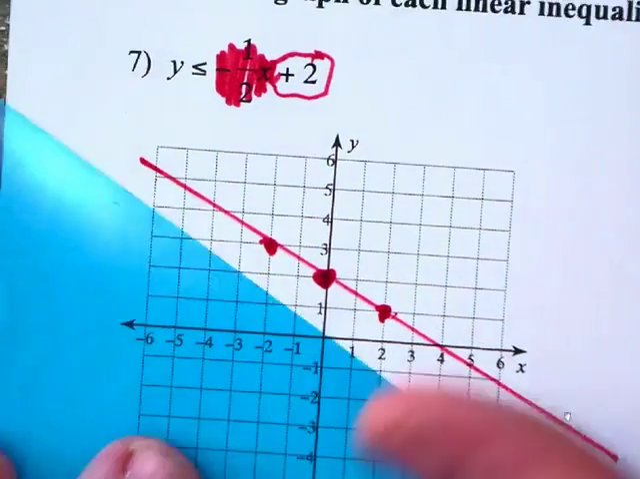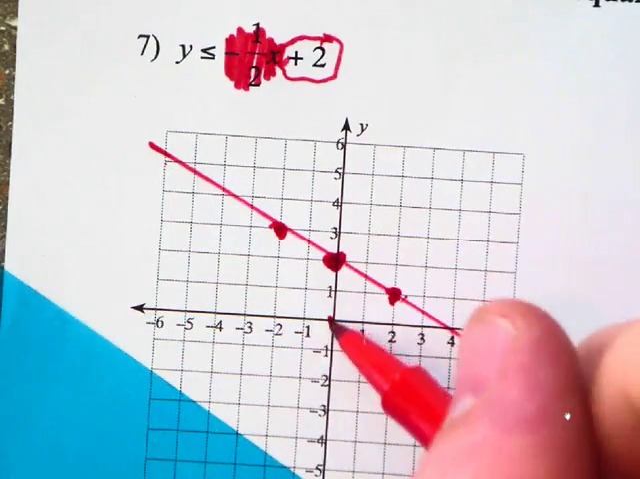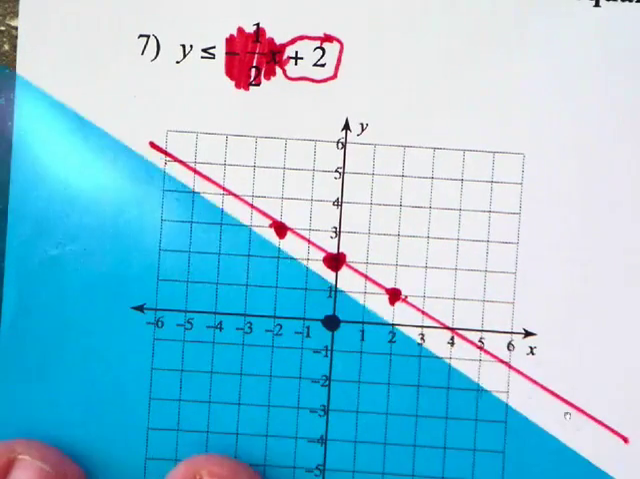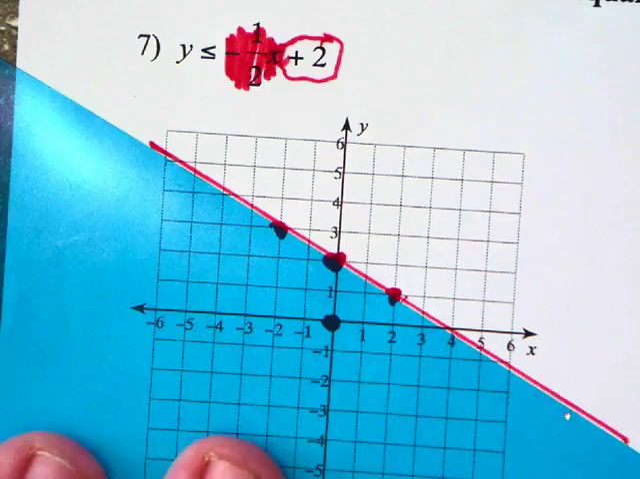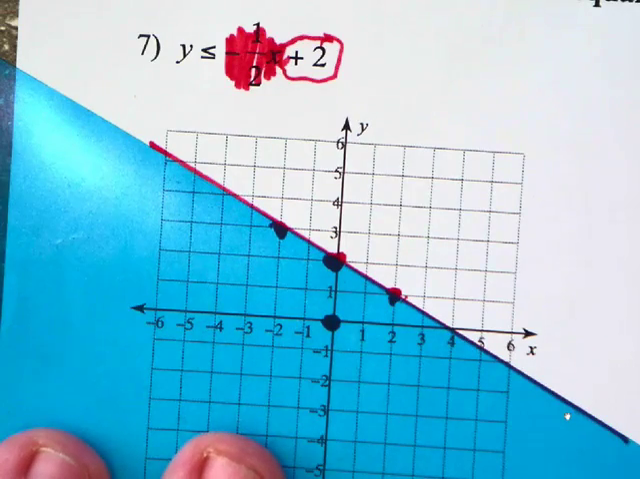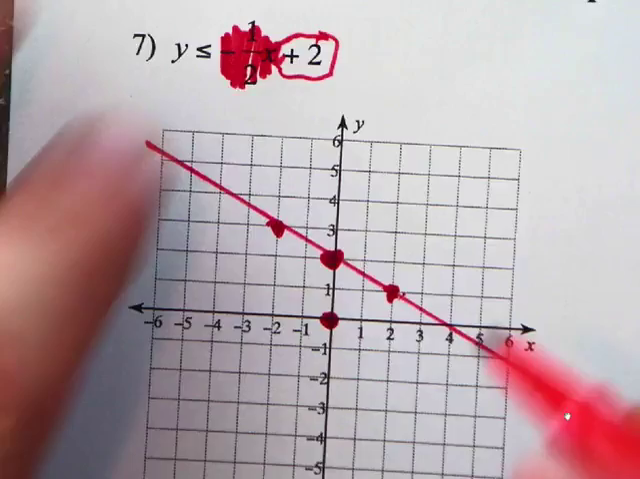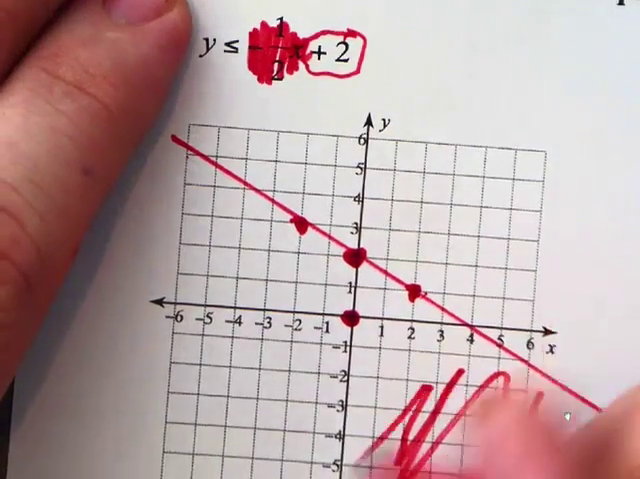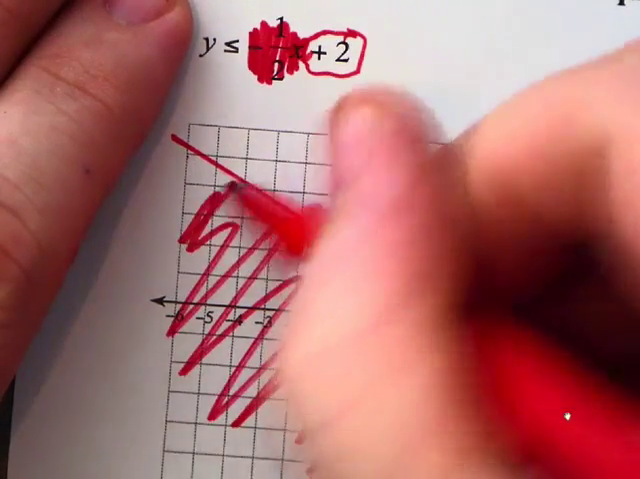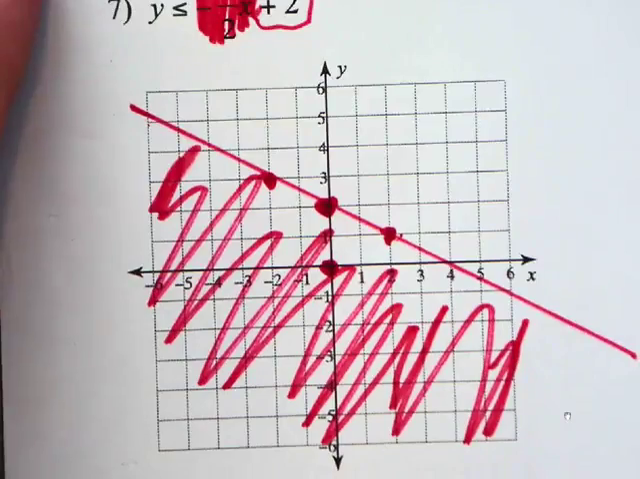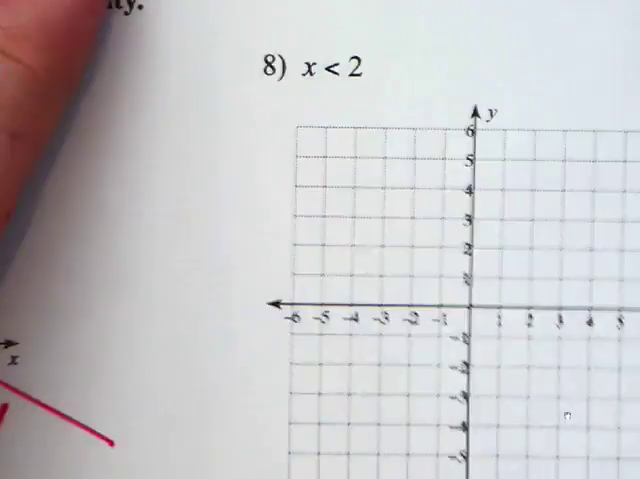If that's the case, that means 0 right here has to be part of the shaded side. And so you see how that's part of the shaded side right there? We have to shade down. So you just shade in this side. Okay? Now let's look over here.